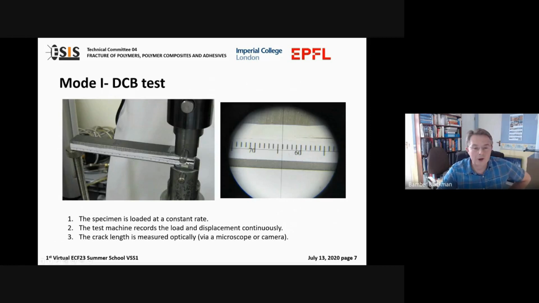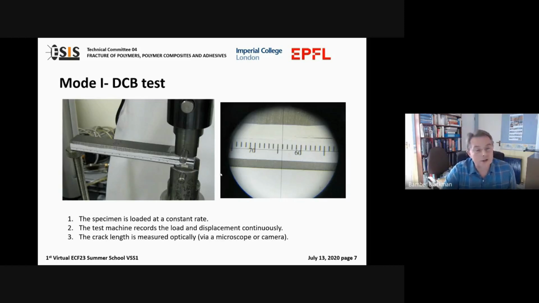We pull with a constant opening rate, and you can see a crack which was initially introduced by placing typically a piece of PTFE film in the middle of the bond line during manufacture. That initial defect is then propagated through the adhesive layer. And what we typically want to measure is a cohesive fracture where the failure location remains within the adhesive. If, of course, it runs along the interface, it's telling us that the surface preparation wasn't adequate for the application.